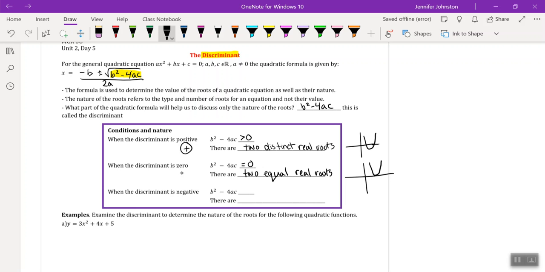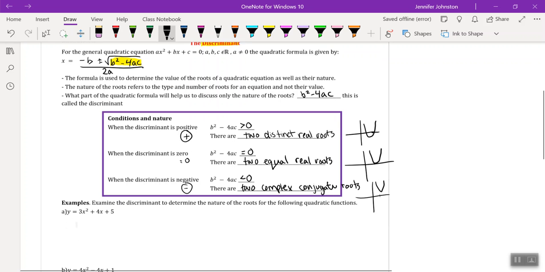And then when the discriminant is negative, so what's underneath the square root sign is negative, we've dealt with things like that before, a square root with a negative value. So this would be less than 0. There are 2 complex conjugate roots. So that means our graph is going to be something like this. It could be up in the sky or down underneath. If it's a maximum or minimum doesn't really matter, but it's not touching the x-axis.